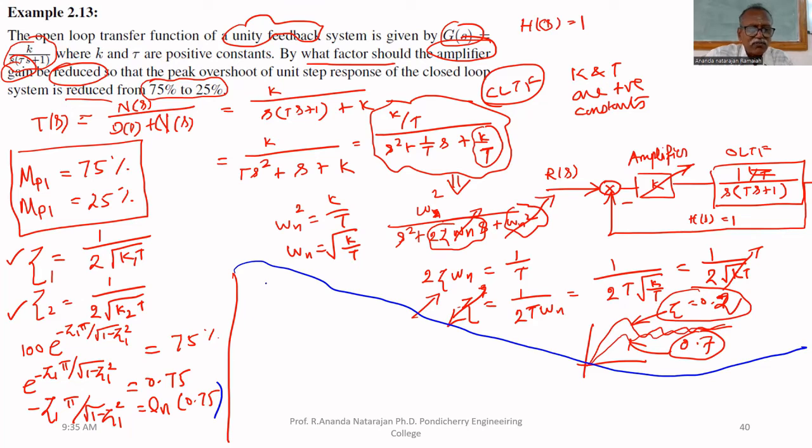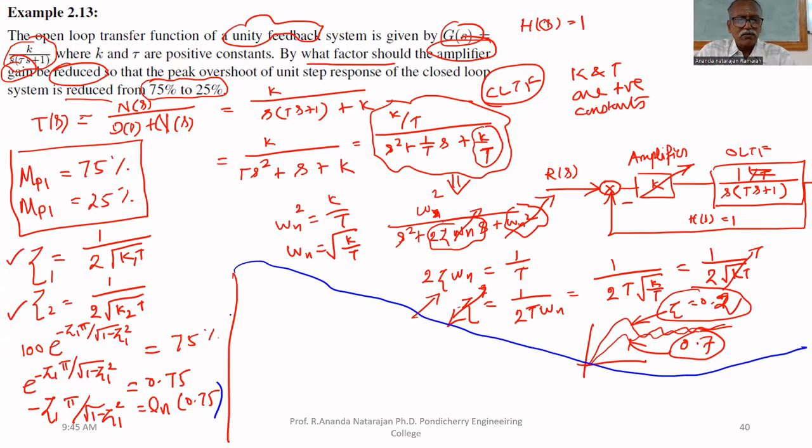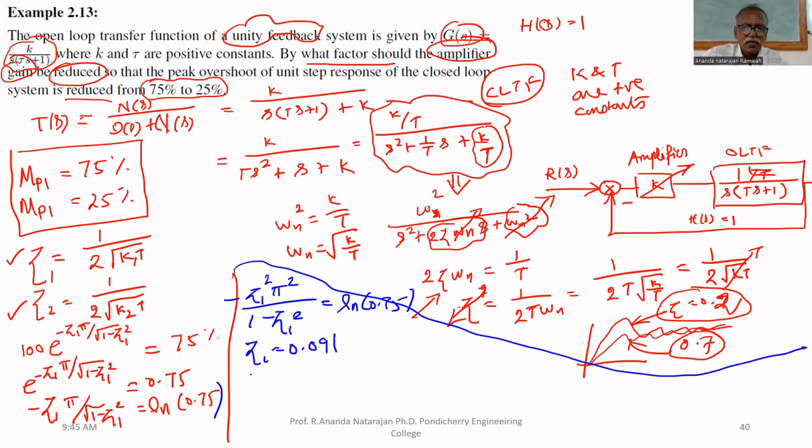ln of 0.75 is a negative value. Zeta 1 is directly given, 0.091. This implies zeta 1 square pi square upon 1 minus zeta 1 square equal to ln of 0.75 with a minus sign. So this minus sign will get cancelled. Therefore, zeta 1 equal to 0.091.